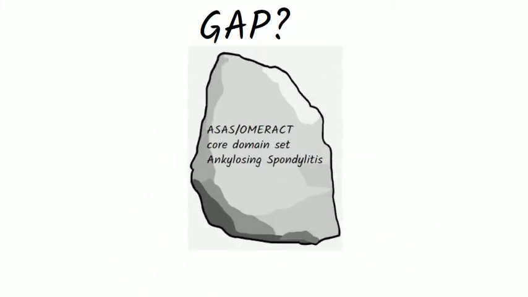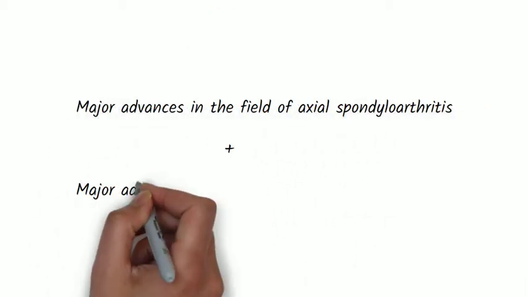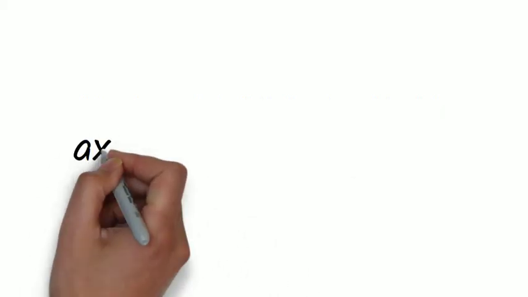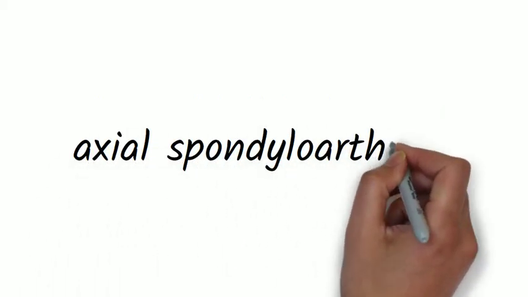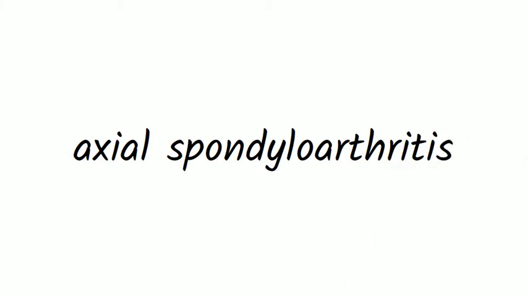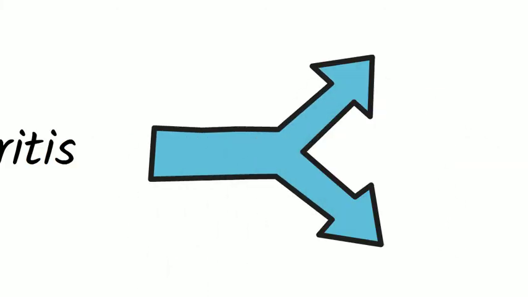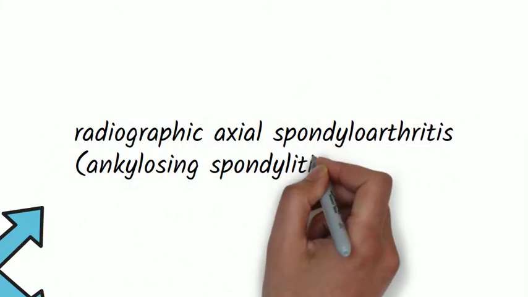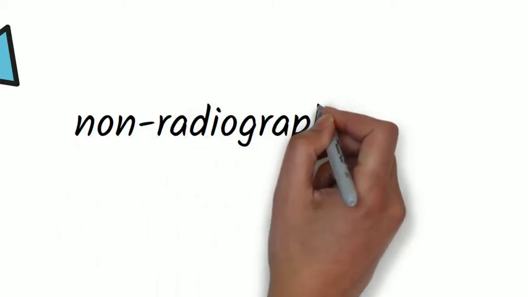The current ASAS-OMERACT core set for ankylosing spondylitis was a milestone. However, this core set exists for about 20 years with only very minor adaptations during this long period, while major advances in the field as well as in the methodology to develop core sets have occurred. Since the development of the original core set, it has become apparent that axial spondyloarthritis consists of 2 subtypes: radiographic axial spondyloarthritis, also known as ankylosing spondylitis, and non-radiographic axial spondyloarthritis.